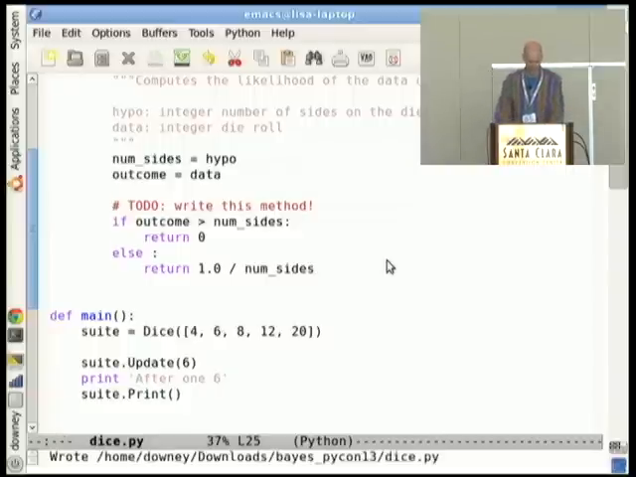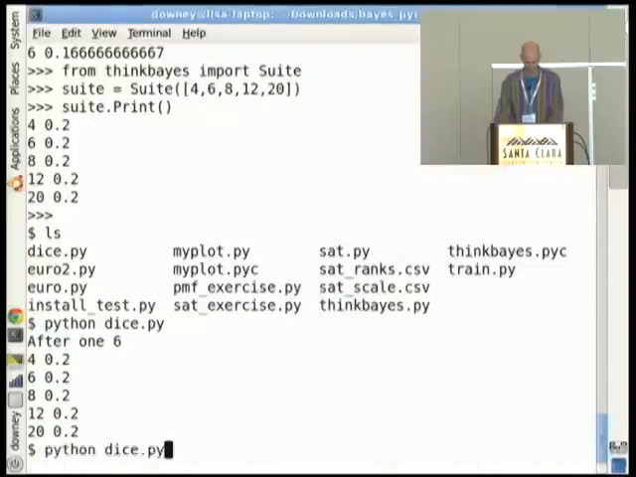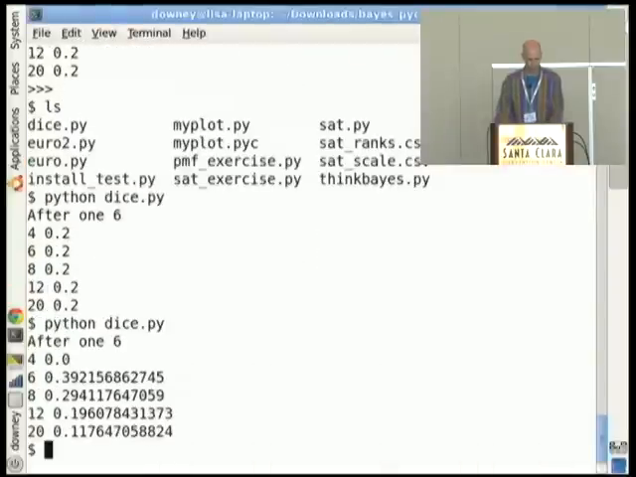Let me save that and run it. And let's take a look at this. So what gets printed here should be the posterior probabilities. This is telling me, after you've seen the data, the probability that it actually was a four-sided, six-sided, et cetera.